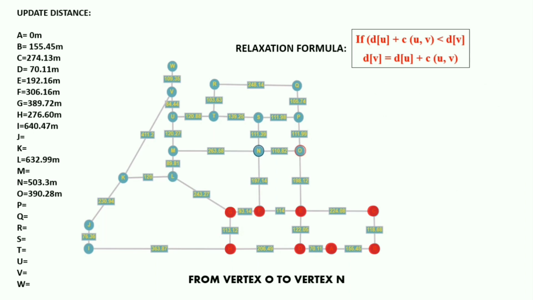Okay, for now, if we find the shortest path among 632.99 meter, 503.13 meter, 640.47 meter, 390.28 meter, and infinite for all other remaining vertex, the shortest path is 390.28 meter. So we pick vertex O.